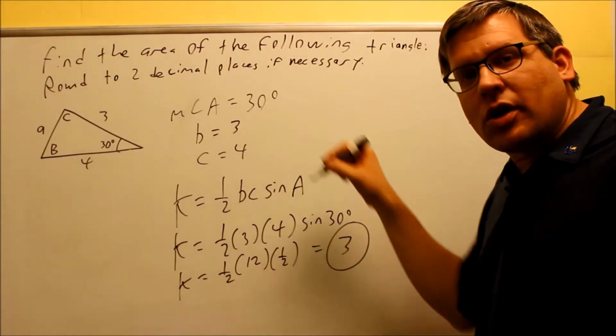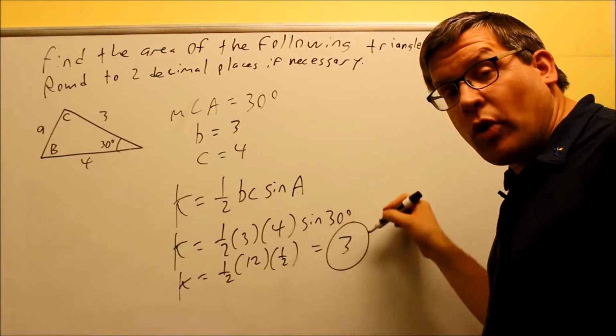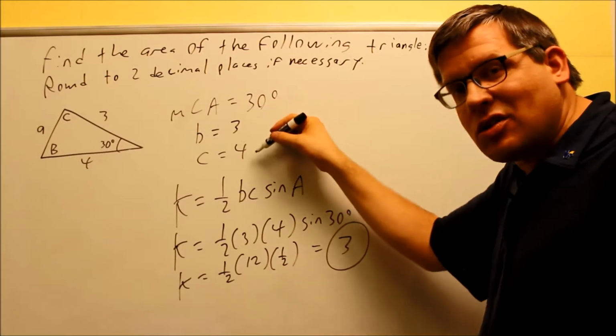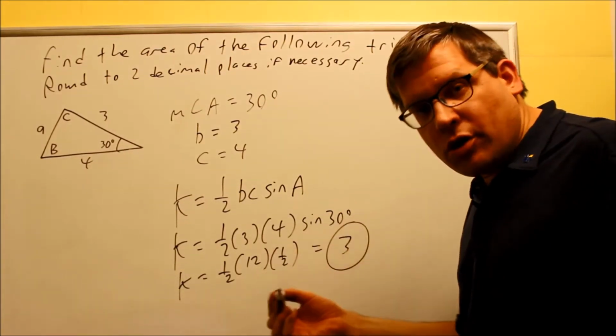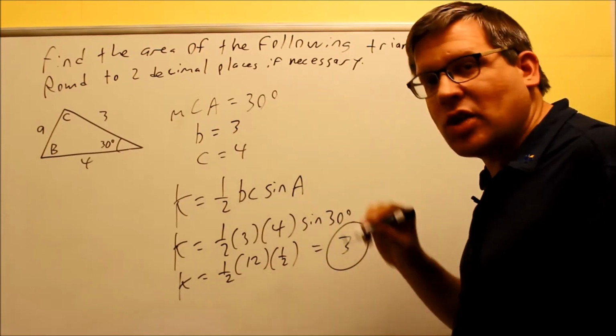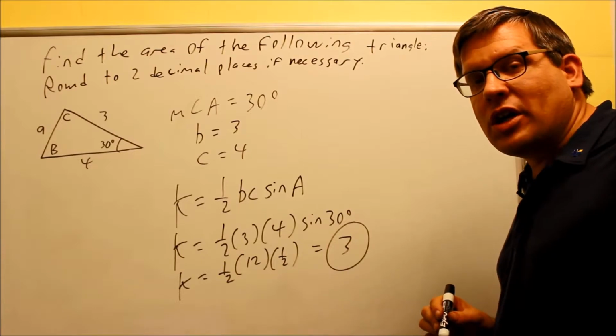Now there's no units that are given here. If there were, then you would have the units squared on your answer. So if this is like inches, you'd have inches squared here because area always has square units. But in this case, because there were no units given, we didn't need to worry about that. So our answer for this problem is just going to be 3.